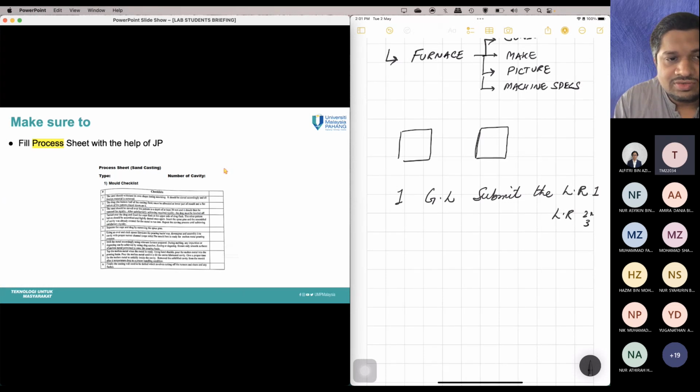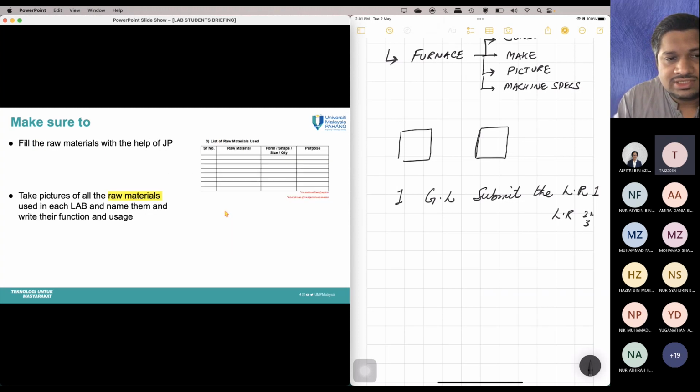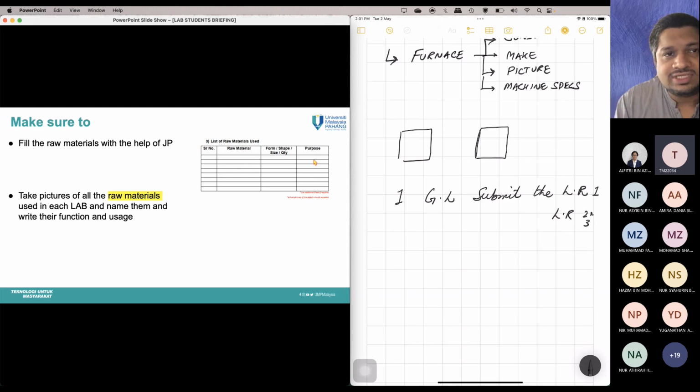So as I told you, please, with the help of the lab instructor, fill the checklist. Please fill in the tools which are used in the process. Please fill in the raw materials which are used in the process. How much raw material was used in terms of kg, in terms of number, and what was the purpose of the raw material? What is the purpose of sand, or what is the purpose of boron carbide? What is the purpose of boric acid, etc.